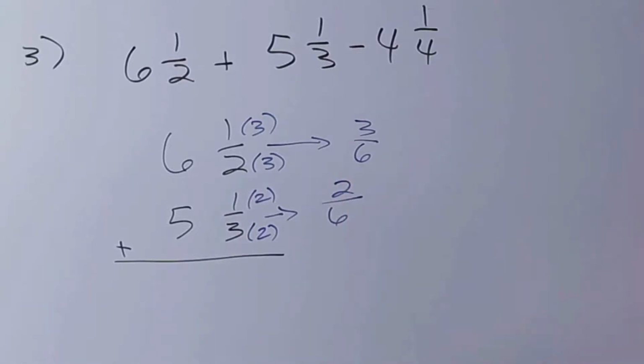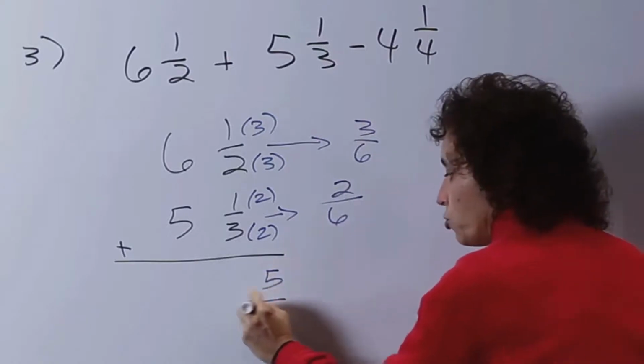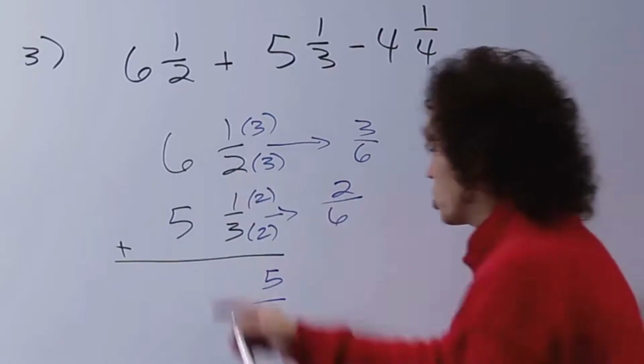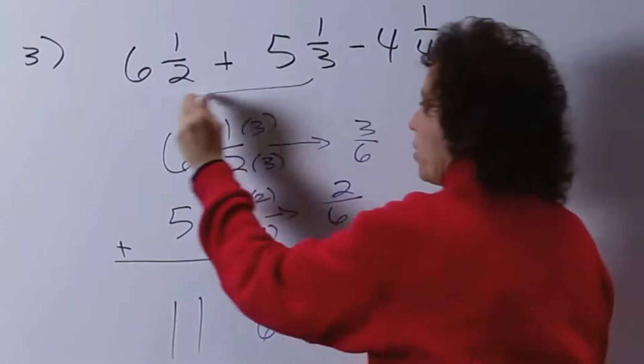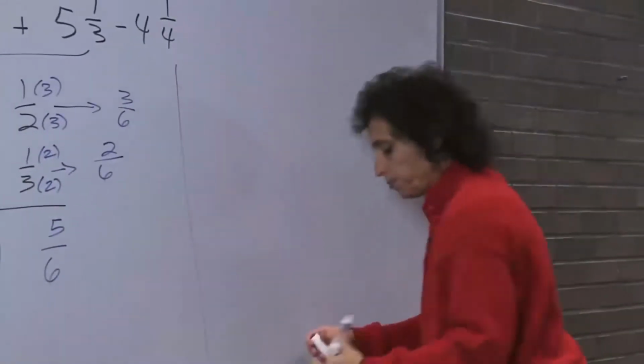All right, so now we combine fractions. 3/6 plus 2/6 is 5/6. Remember, when you combine, you keep the common denominator because it's like terms. 6 plus 5 is 11. So far, these two added together is 11 and 5/6. Now we have to deal with a little subtraction.